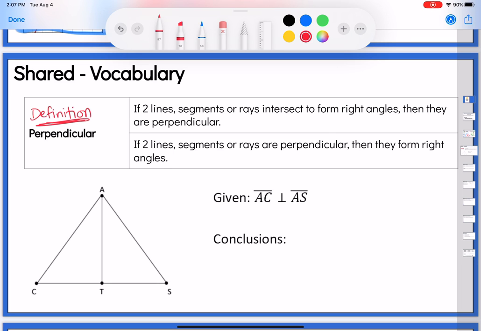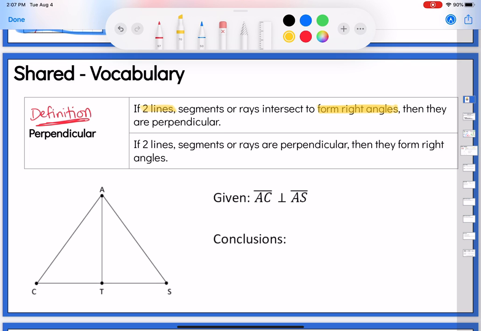It means that it's reversible, right? So as you can see, I have the original conditional statement and also the converse both listed for you here. So my definition of perpendicular: if two lines, segments, or rays intersect to form right angles, then they are perpendicular.